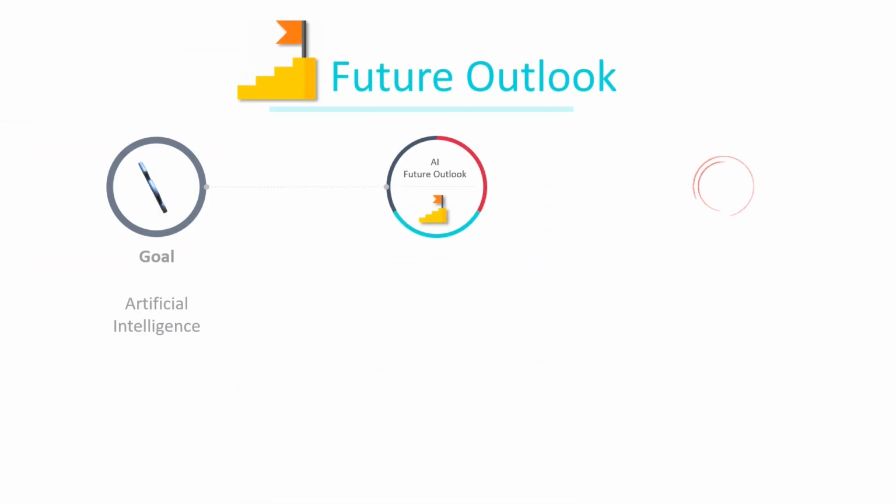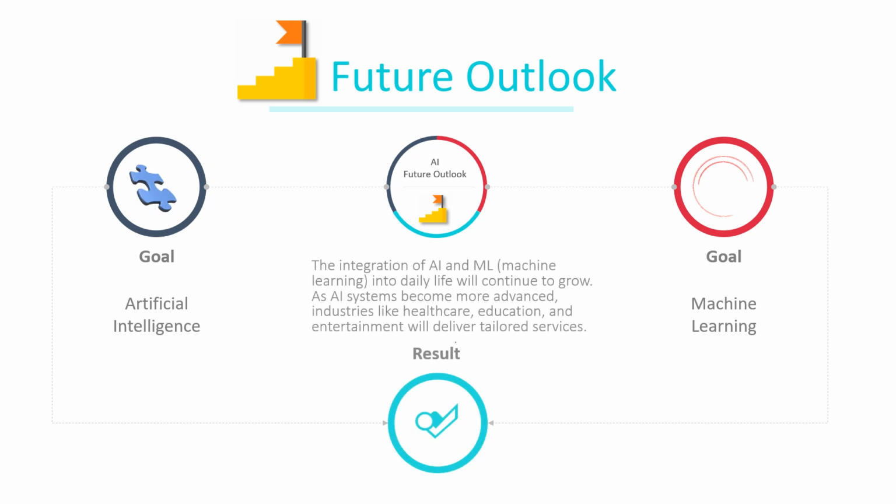Future outlook of AI: the goals are artificial intelligence and machine learning combined, and the integration of AI and ML into daily life will continue to grow as AI systems become more advanced. Industries like healthcare, education, and entertainment will deliver tailored services.